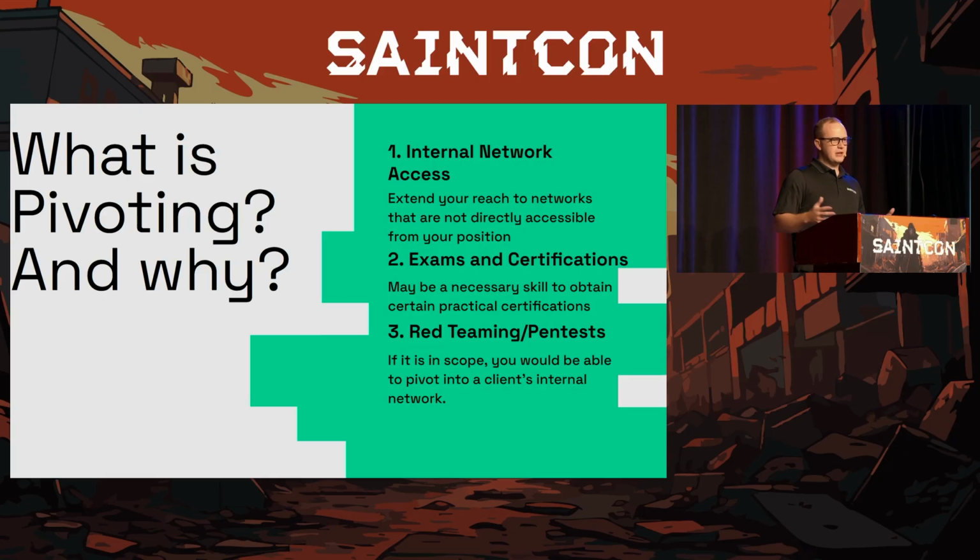So what is pivoting and why is it important? Pivoting, I love this definition that I found: it's to extend your reach to networks that are not directly accessible from your position. So it's that difference maker into being able to see more. I like to think of it the same way as the term pivoting in basketball. In basketball, you can pivot off of one foot and turn to either get additional space or to see additional things that are going on in the court to eventually score a basket.